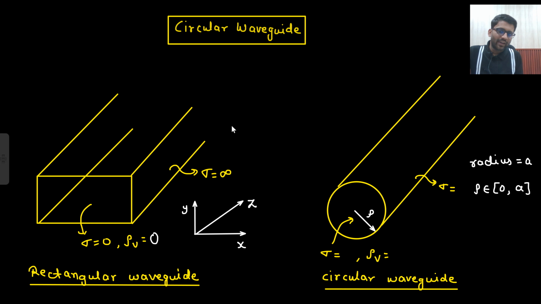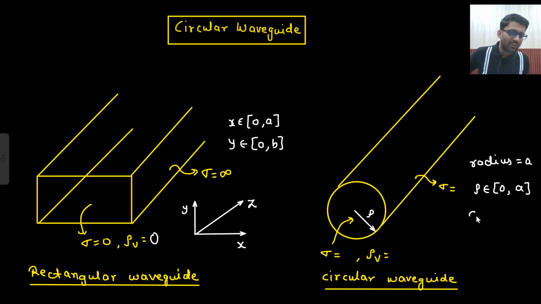Here in the rectangular waveguide, the limit of x was going from 0 to a, the limit of y was going from 0 to b, and the z limit we did not define. Here rho will go from 0 to a. Phi will go from 0 to 2 pi, because phi will be a complete circle, 0 to 2 pi. And the z limit we will not define, because our wave will be propagating in the z direction.